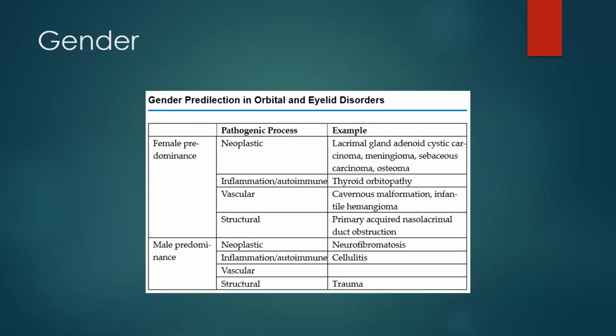Also, some can classify conditions in a gender predilection way. So conditions like lacrimal gland adenocystic carcinoma have a female predominance. Also, thyroid orbitopathy is known to be more in females. It's 6 times more in females. Neurofibromatosis is more in males.